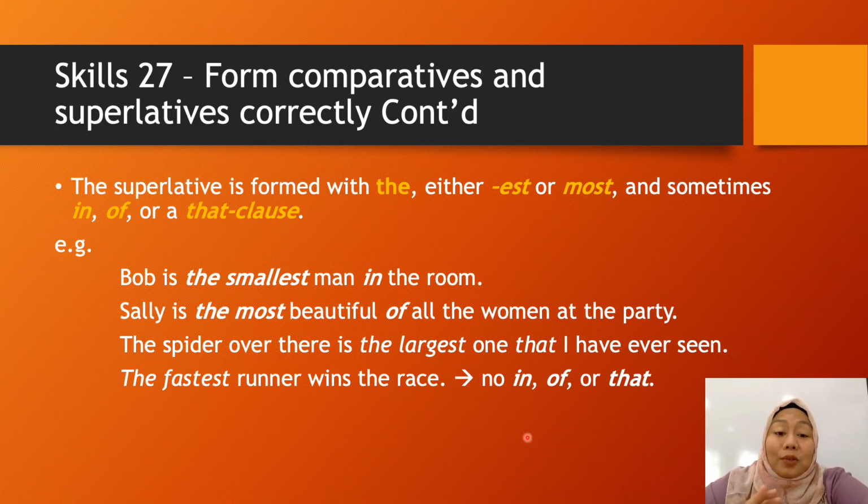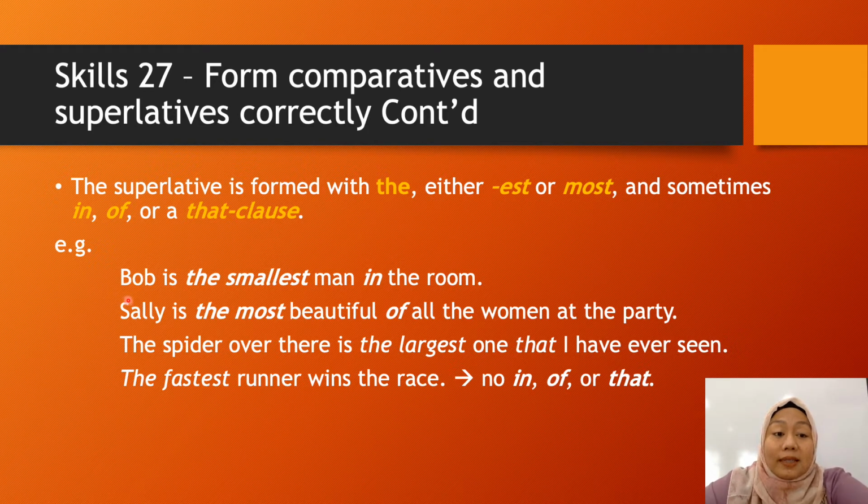Alright, after we know how to form comparative, now let's take a look at how to form superlatives correctly. Okay, the superlative is formed with the word the. Okay, so you always have the for superlative. And then either suffix est or the word most. And sometimes in, of, or that clause. Okay, that is how you form a superlative. Let's take a look at the examples, guys.